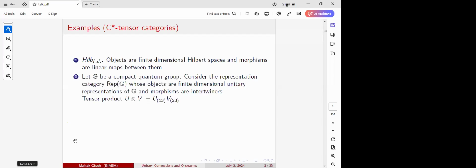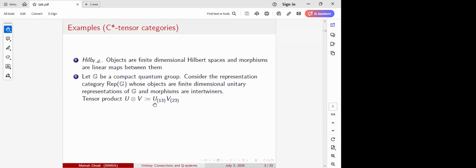In the second example, consider any compact quantum group, and consider the representation category whose objects are finite dimensional unitary representations and whose morphisms are intertwiners. In this case, the tensor structure is given by this Sweedler notation. Some of you might already be familiar with this, nevertheless, let me give a quick description.